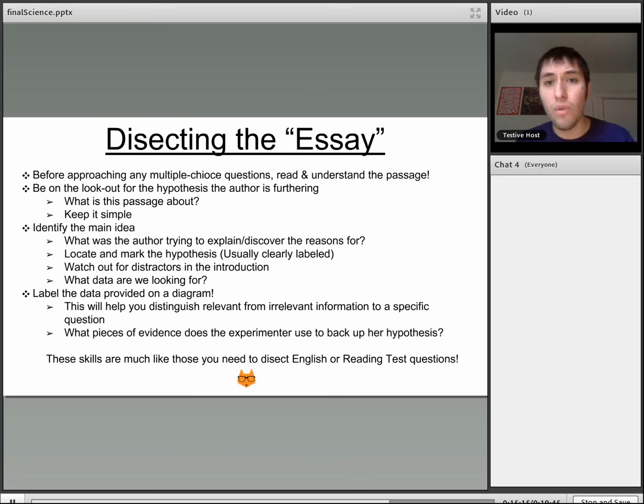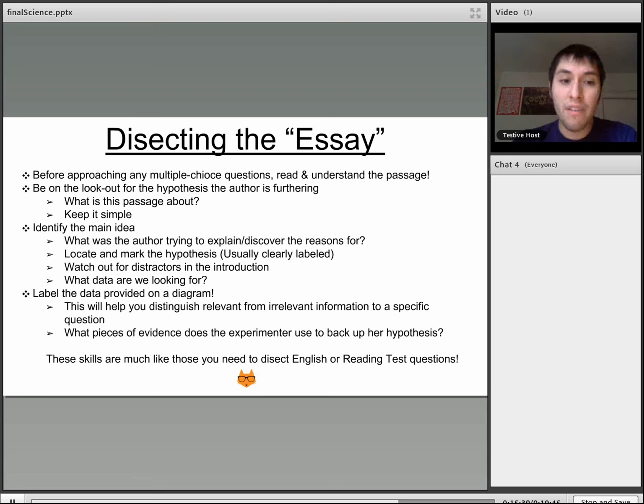And how do you help yourself out with this? Label the data provided on the diagram if there is a diagram. And if there isn't, draw yourself one. It's very important for you to label and to keep not only the textual evidence, but really a mental image of what you're talking about as you go through it. This is going to help you distinguish relevant from irrelevant information to a specific question.